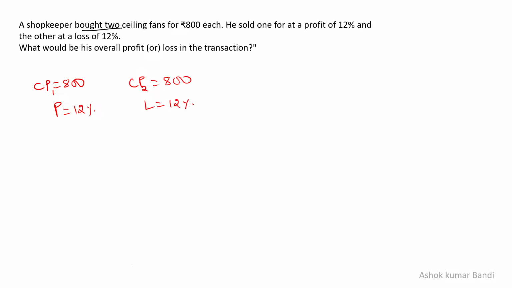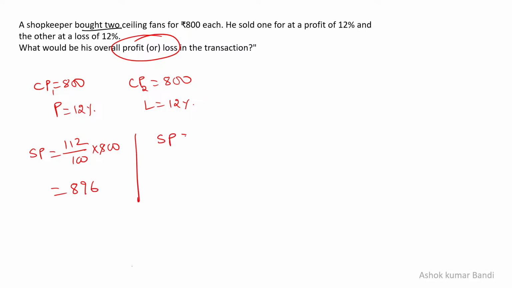Now, how are you going to find the overall profit or loss? Simple: just find out how much he is getting after selling and how much he is spending on buying. Let's find out the price at which he is selling the first article. SP equals 100 plus profit by 100 into CP. You are going to get 896. Here the second SP is 100 minus loss by 100, that is 88 by 100 into 800. The formula is 100 minus percentage loss by 100 into CP. So here SP is going to be 704.